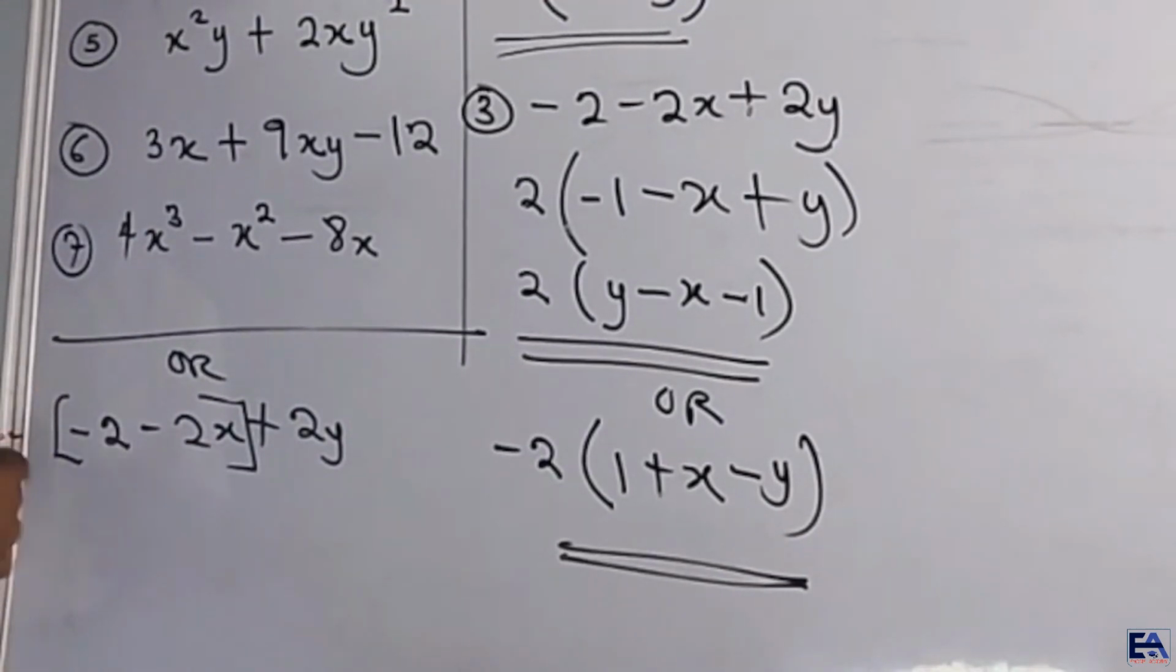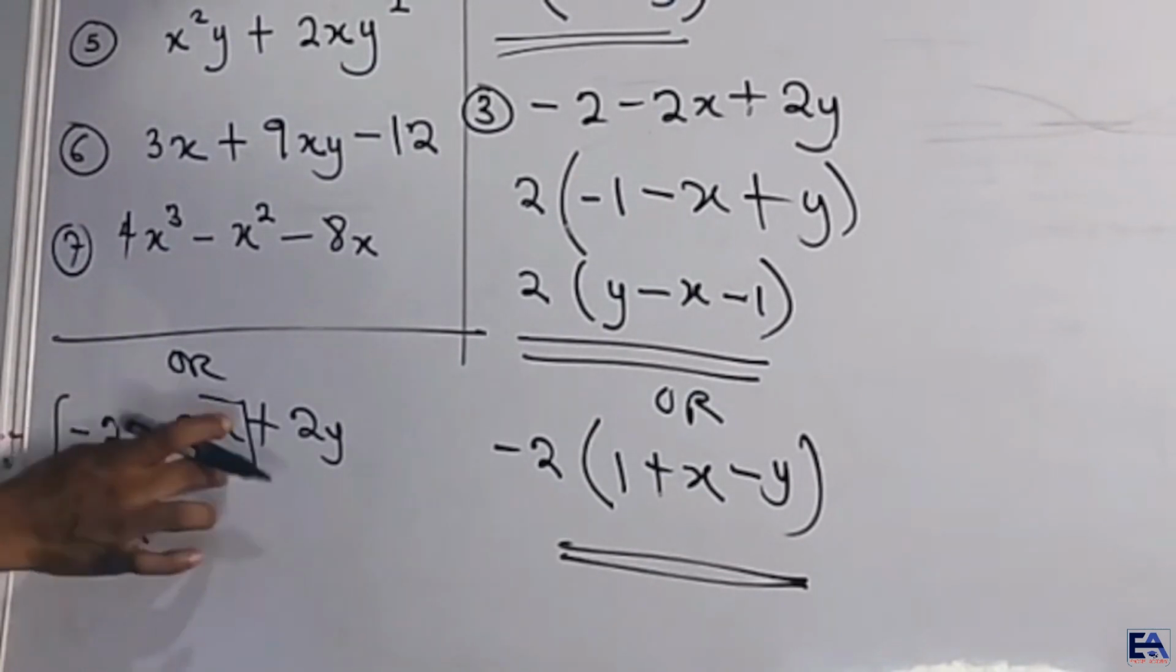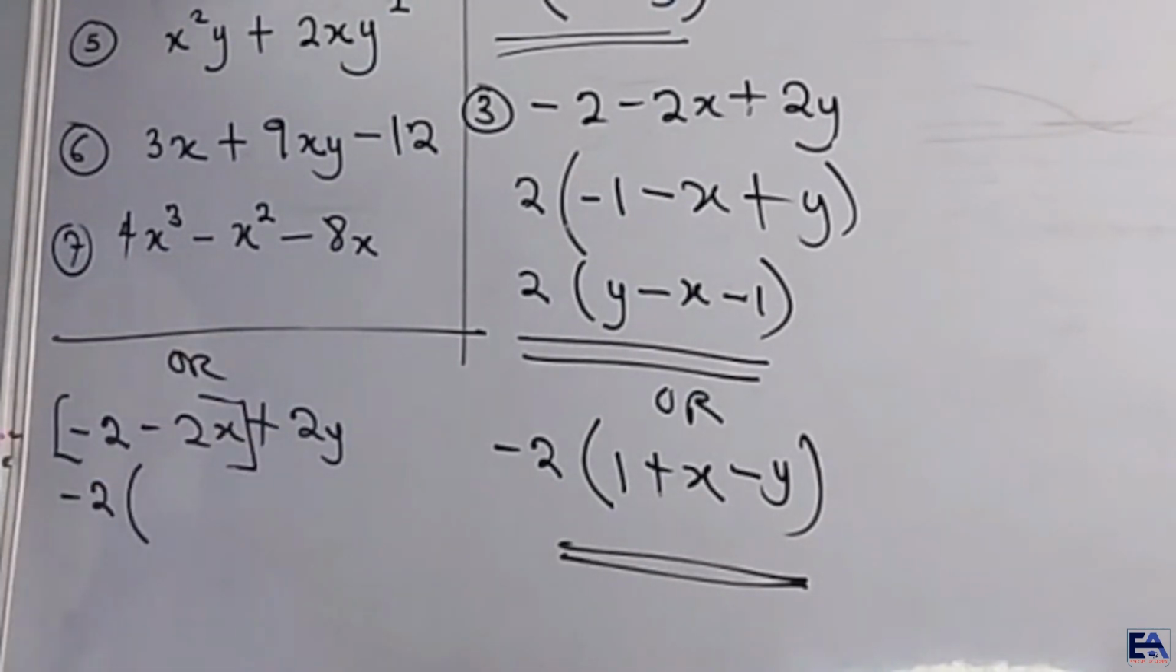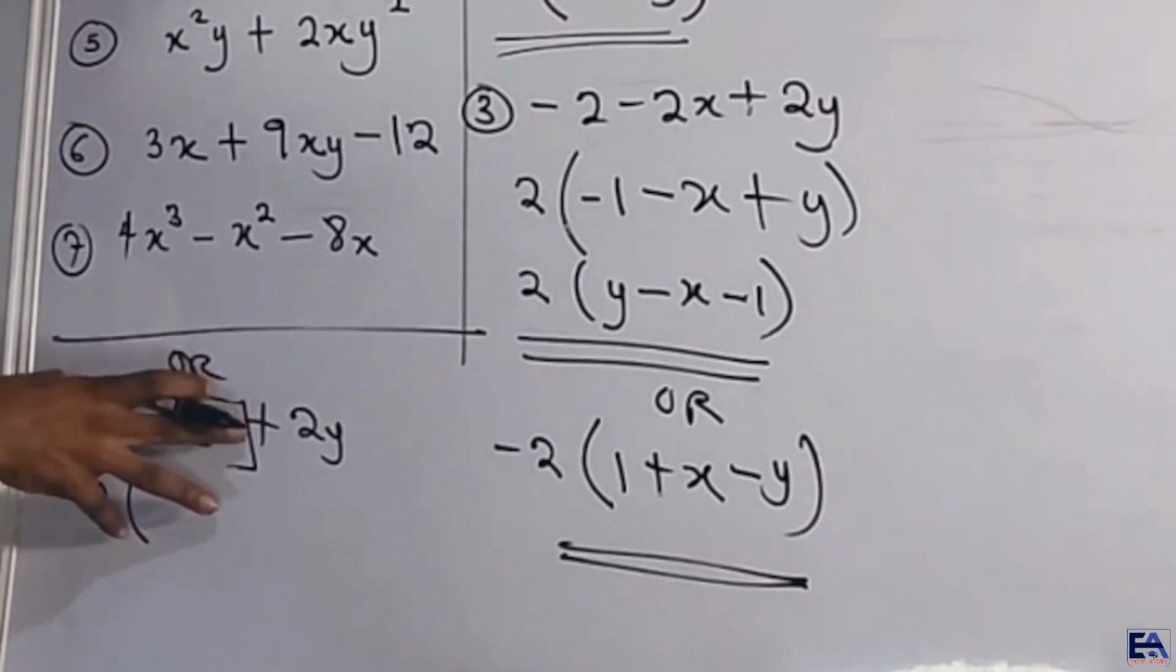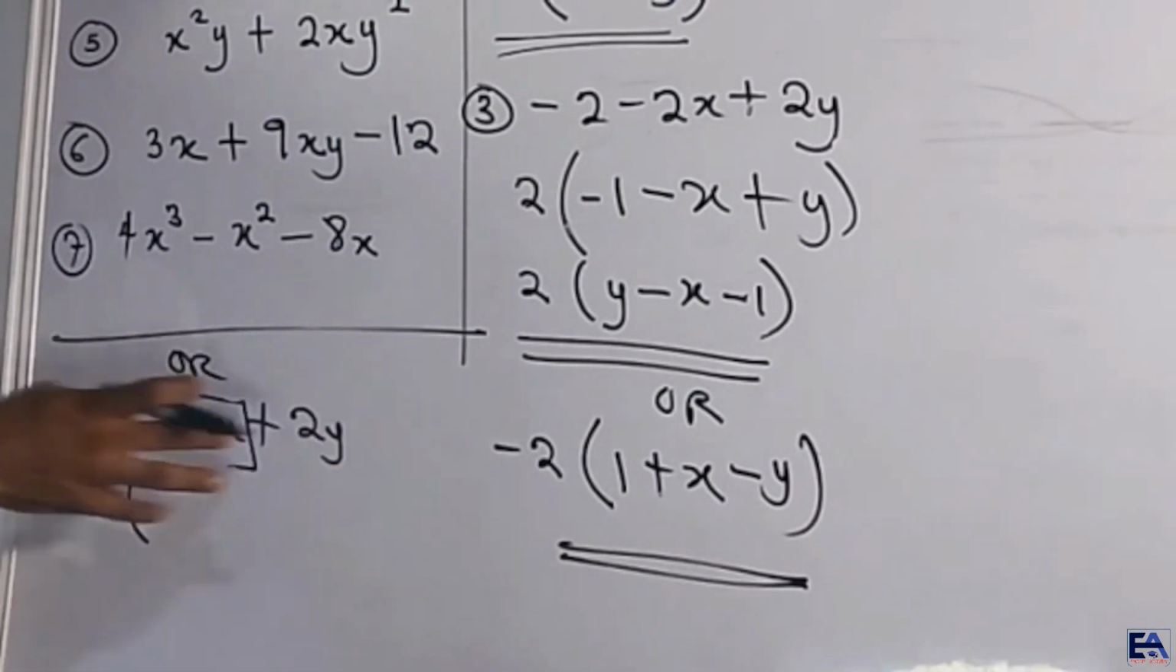Minus 2 is common. So we open the bracket, say minus 2. Okay, so minus 2, open bracket. We now use this minus 2 to divide each of the terms inside this square bracket, because we group them. So this is just a group. We decided to leave this one out and group them.